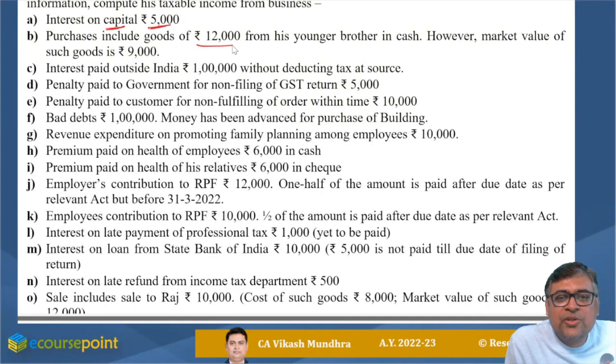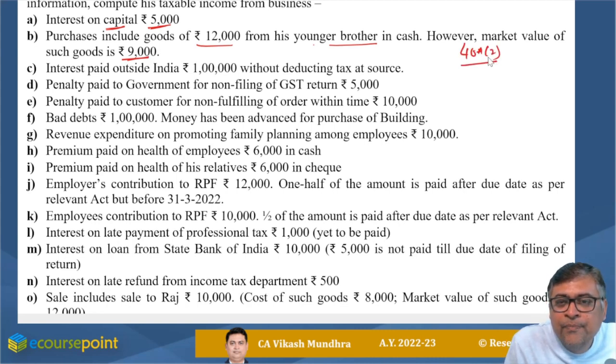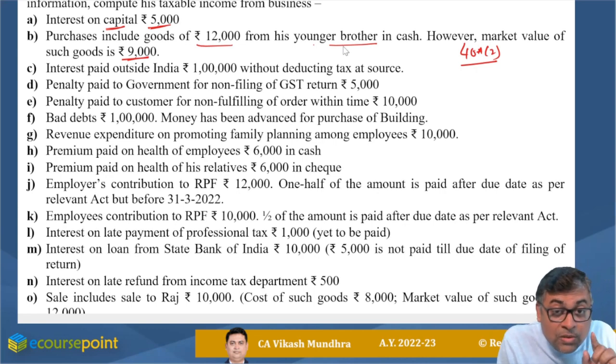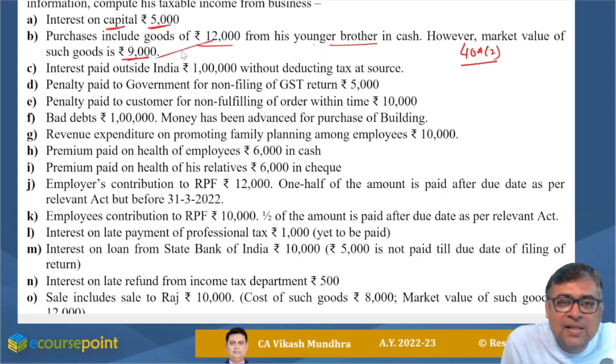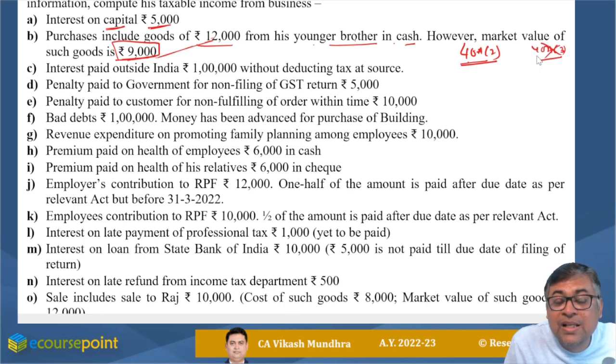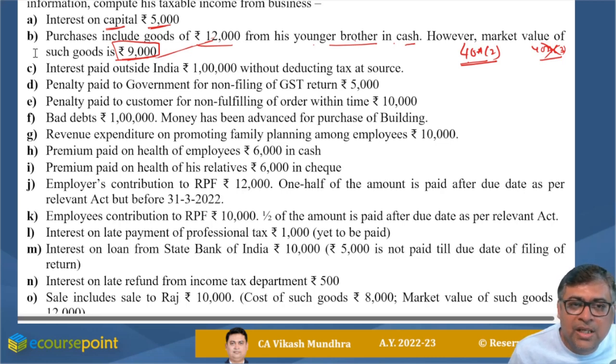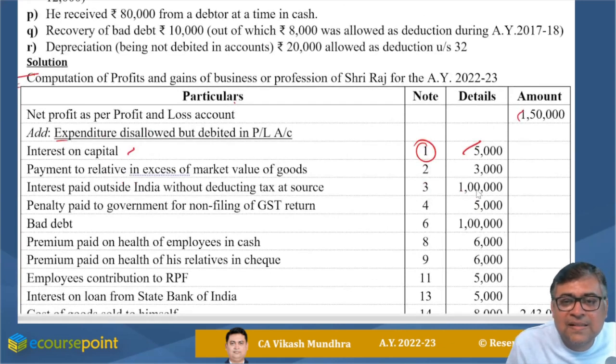Purchase includes goods of rupees 12,000 from his younger brother in cash. However, market value of such goods is rupees 9,000. Here 48(2) comes into play. Unreasonable payment made to relative. So 3,000 unreasonable has been paid to his younger brother, and after adjusting this 3,000, my allowed expenditure is 9,000. Though it is paid in cash, 48(3) is not applicable because it is within 10,000. So total disallowance on account of this information number B is rupees 3,000, that is under section 48(2).